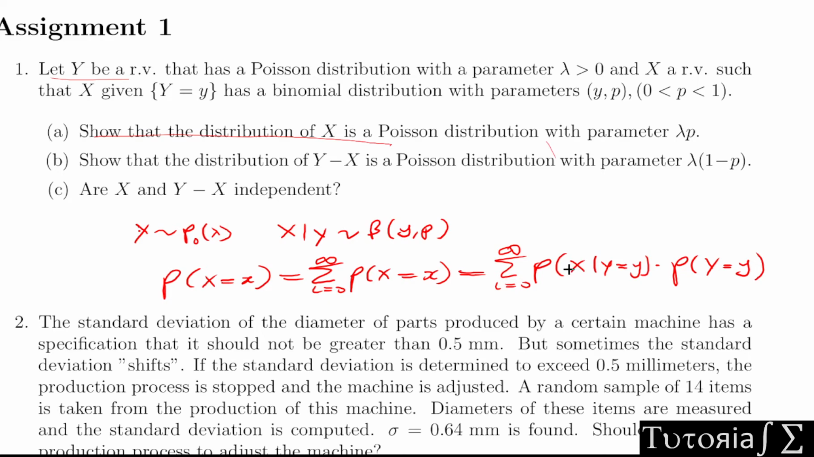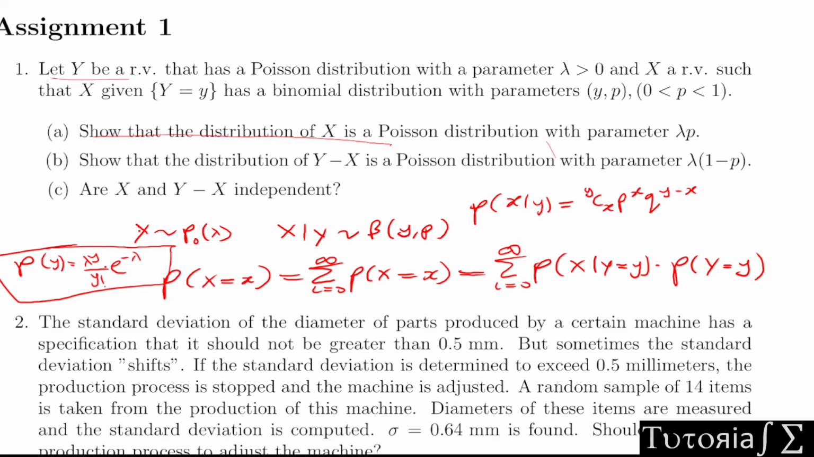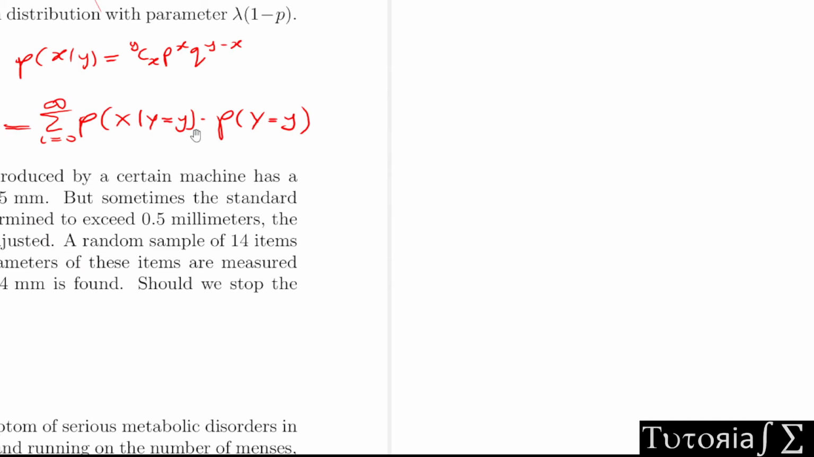So for this one, we have the probability of X given Y, which is a binomial distribution. For a binomial distribution, the probability of X given Y is given by Y choose x, then p to the x, q to the y minus x. Then for Y being a Poisson distribution, the probability of Y is just equal to lambda to the y over y factorial times e to the negative lambda. So that is the information that we need. So we can rewrite everything and replace in this formula here.